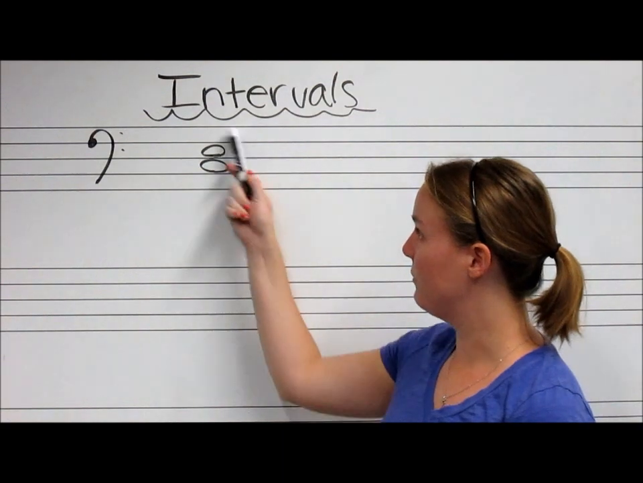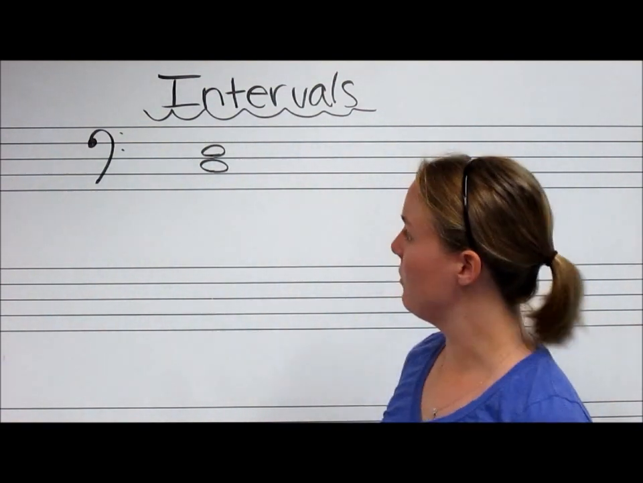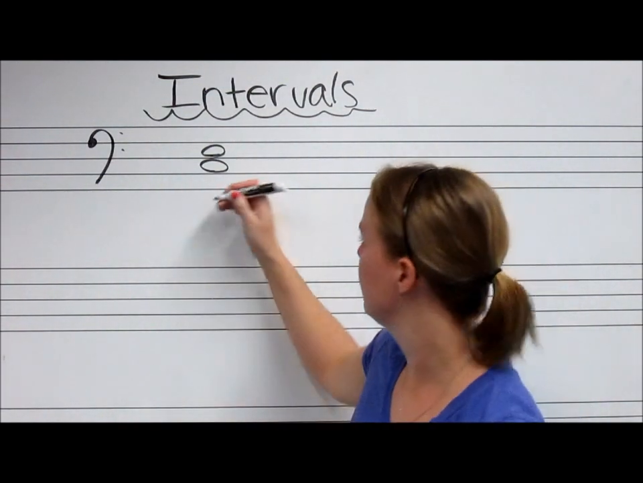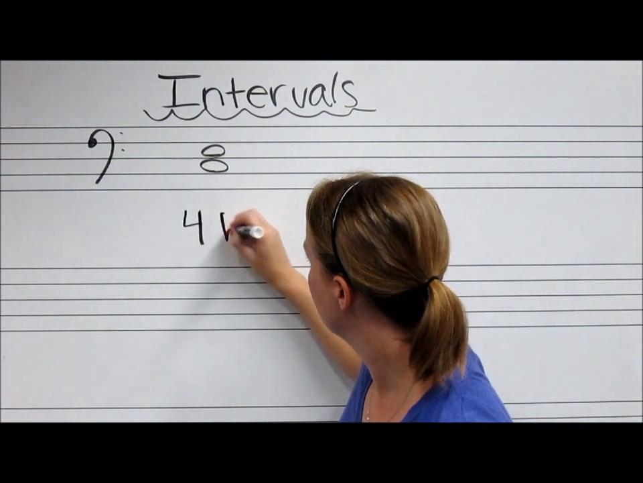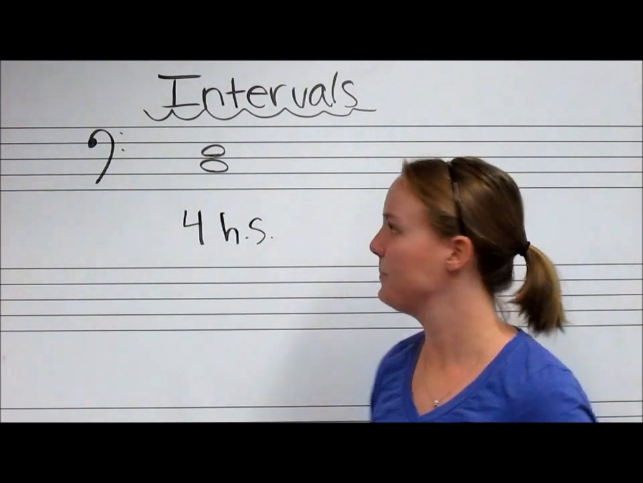We're going to work with, first, an interval of a major third. So if you remember, the interval of a major third consists of 4 half steps between one note to the next. So between C and E we have our 4 half steps.